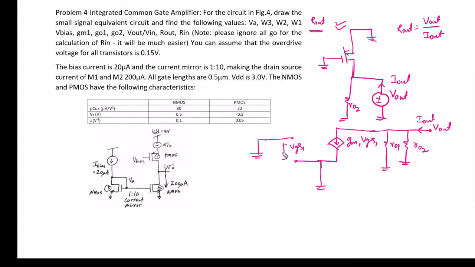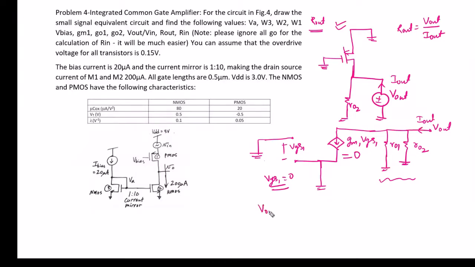As we can see, the gate terminal of the circuit and the source terminal of the circuit both are connected to ground. So VGS1 is 0. When VGS1 is 0, the current source value is 0. If the current source value is 0, then we can assume it as an open circuit, and this RO1 and RO2 are in parallel. So we can say that the current which is coming from the output voltage source, which is I out, is flowing through the parallel combination of RO1 and RO2.